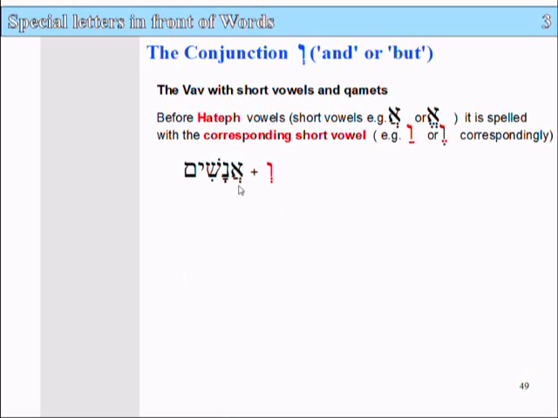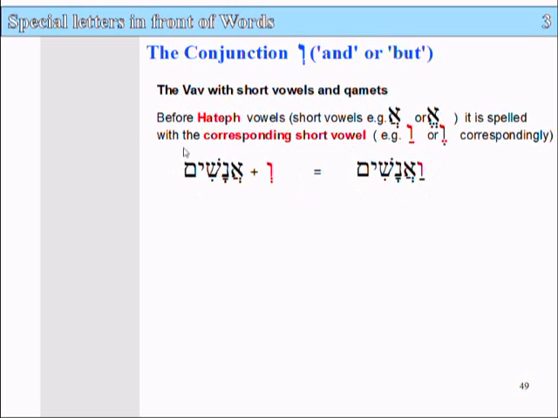Here we have the word anashim, which means men, and it's got a patach hatuf. When we add the vav, we get va'anashim. So you see it's taken on the patach of the patach hatuf under the first letter. Now, you don't need to memorize this. This is just for your own enlightenment, just to show you some of the processes.